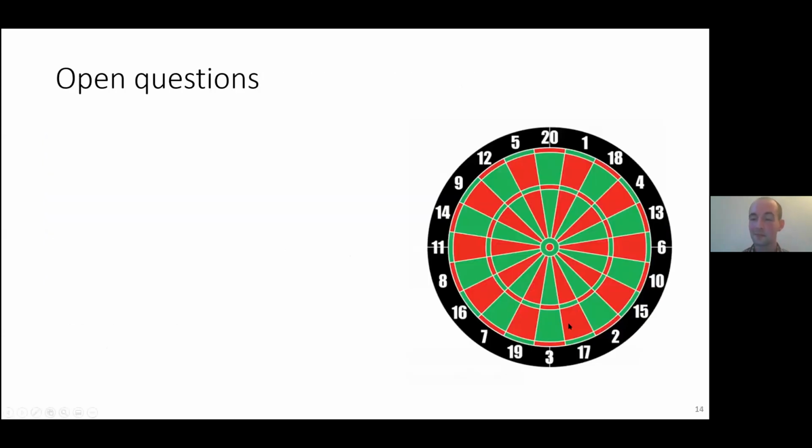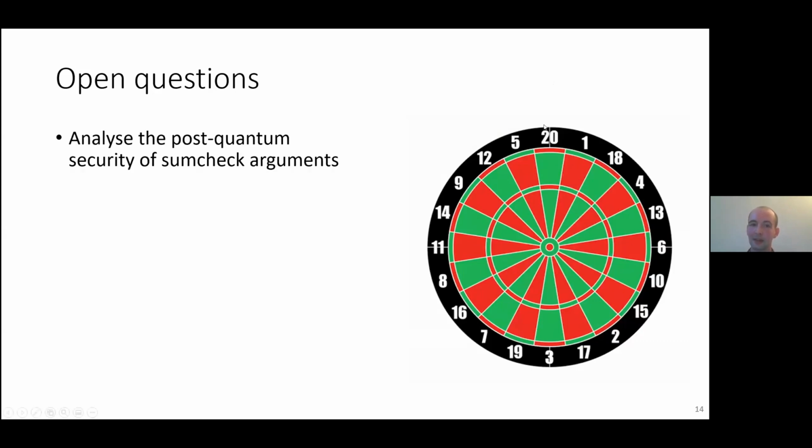Oh, and there are still some open questions which come from our work. Firstly, even though some of the sumcheck arguments that we investigate use assumptions based on lattices, which are plausibly post-quantum secure, we still need to analyze the security of sumcheck arguments against quantum adversaries, like a quantum prover or quantum verifier that might make use of superposition in strange ways, for example. So we're using quantum hard assumptions, but we don't necessarily have quantum security proofs just yet.